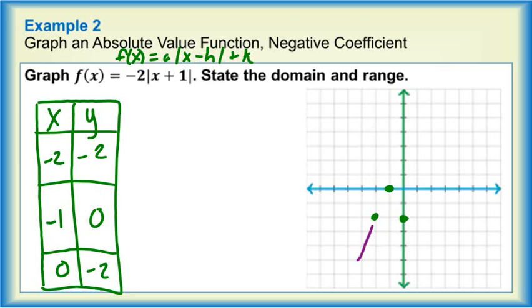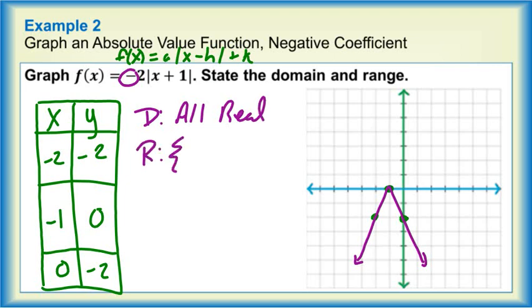And draw our graph. You can see it opens downward, and the reason why it opens downward is because it's negative on the outside. Now we can state our domain. Our domain, again, our x's is all real. Our range, y such that y is going to be less than or equal to 0.